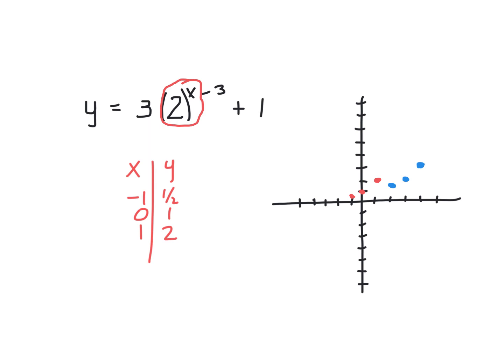All right, then with this 3 out in front, as it has in all of our other equations, it's going to multiply the y's by 3. So taking these blue points now, I've already moved right 3 and up 1, I'm going to triple the y coordinate. So this point 4, 3 is now going to become 4, 9. The point 3, 2, which is right here, is going to become 3, 6. The point 2, 1 is going to become 2, 3.